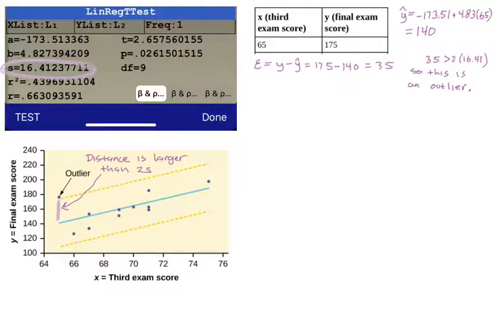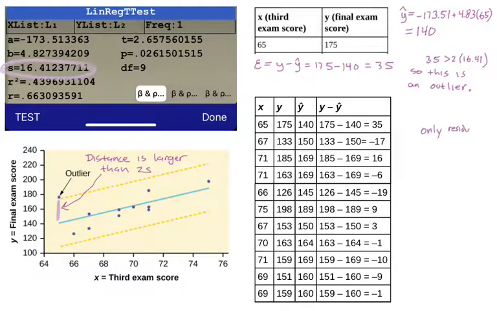Now, technically, you want to do this for all of the data values here. So we would find our predicted and then find our residuals for each one of them. And then we find out that the only one that is actually larger than 2 standard deviations, or 32.82, is going to be 35. So all the other ones are contained within that bound that we made, and we only have one outlier.